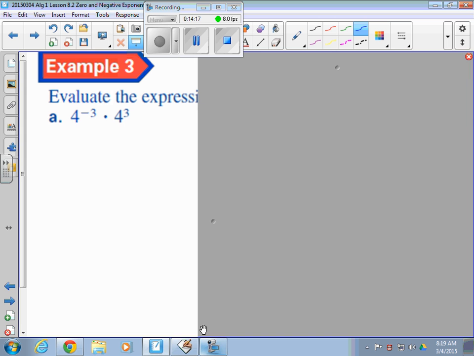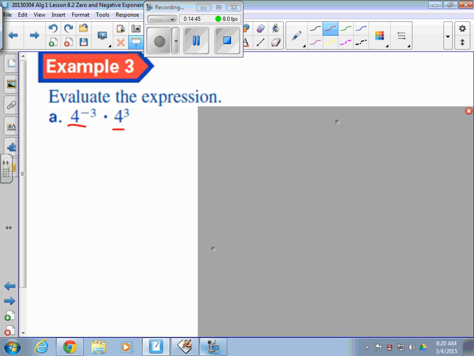On the back, evaluate this expression. 4 to the negative third times 4 to the positive third. Take 15 seconds. Okay, we got 4 to the negative third times 4 to the positive third. Same bases, 4 and 4. You add the exponents. Negative 3 plus 3 is 4 to the 0 power. Anything to the 0 power is 1.